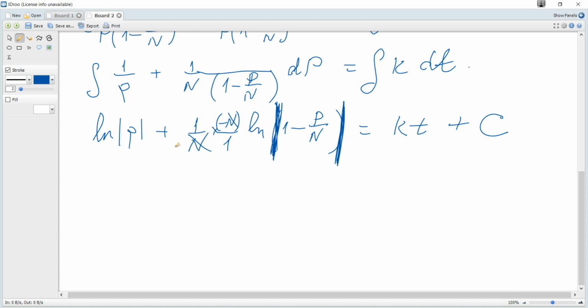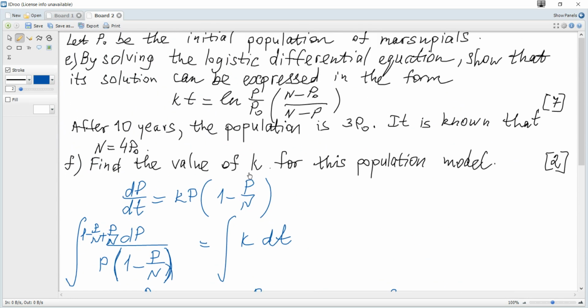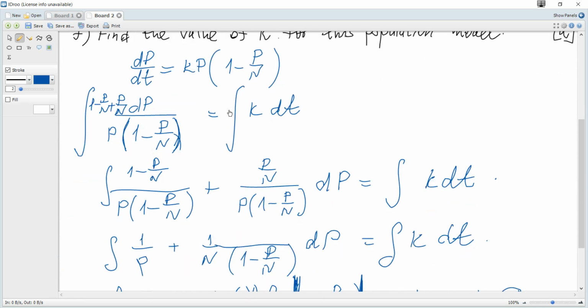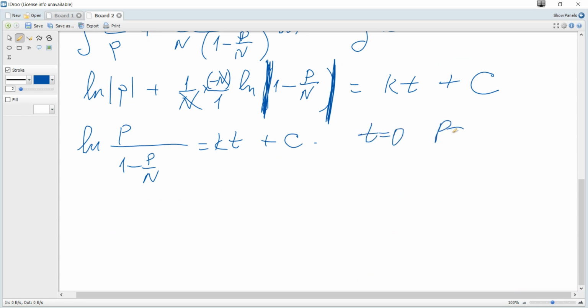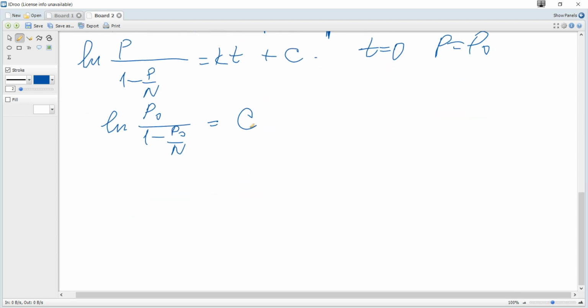And we can see that there is a difference of two logarithms, so we can rewrite it as a single logarithm of the ratio. So it becomes ln P divided by 1 minus P over N is kt plus a constant. Let's find the constant. It is given that initially the population is P0, so when t is 0, P is P0, so it becomes ln P0 over 1 minus P0 over N is 0 plus the constant, hence the constant is equal to this logarithm. And again, if we move this logarithm to the left, we get the difference of these two logarithms on the left hand side, and it is equal to the ratio.